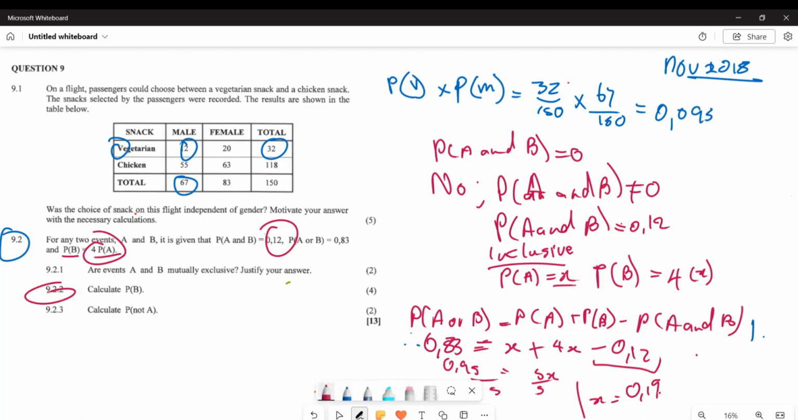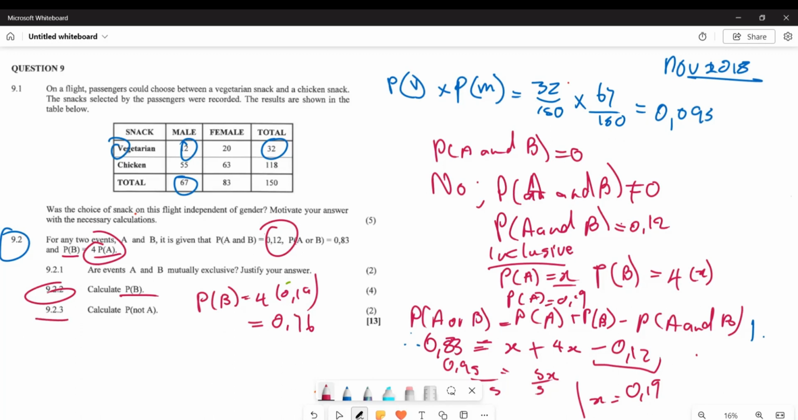When you have this as 0.19, your problems are solved, because now look, X represented A, which means the probability of A is equal to 0.19. But that's not what you are looking for. You are looking for the probability of B, which, because it's 4X, is going to be 4 multiplied by 0.19, right? And you absolutely have your answer, which is going to be 0.76. Nice one.